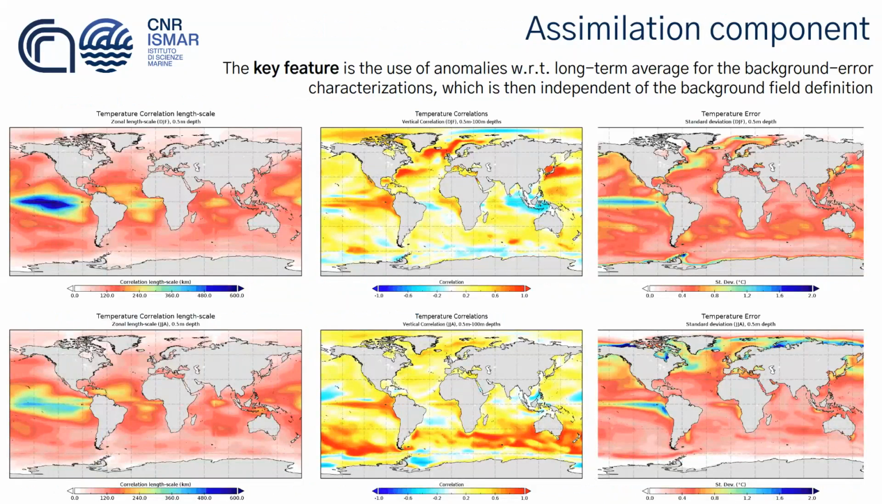I don't have time to go into the details of the definition of background error covariances, but you can see some pictures for winter and summertime, from left to right: correlation scale at the surface, vertical correlation between surface and 100 meters depth, and standard deviation of temperature. The main point here is that the calculation of background error covariances is performed from the data set of anomalies with respect to long-term means. So it is basically independent from the definition of the background field, and only reflects the natural variability of the ocean.